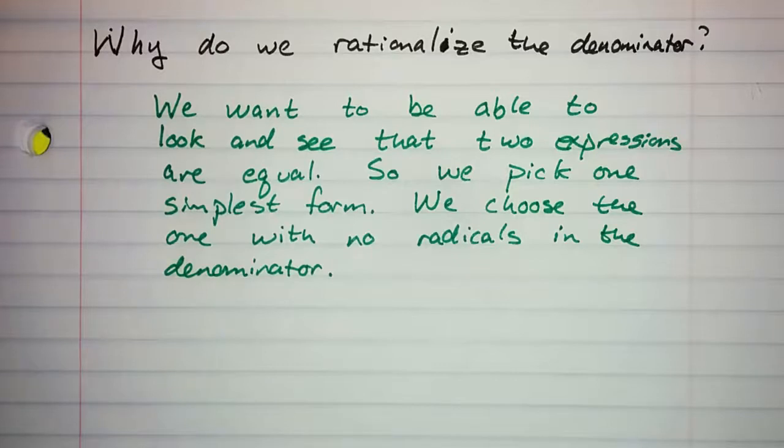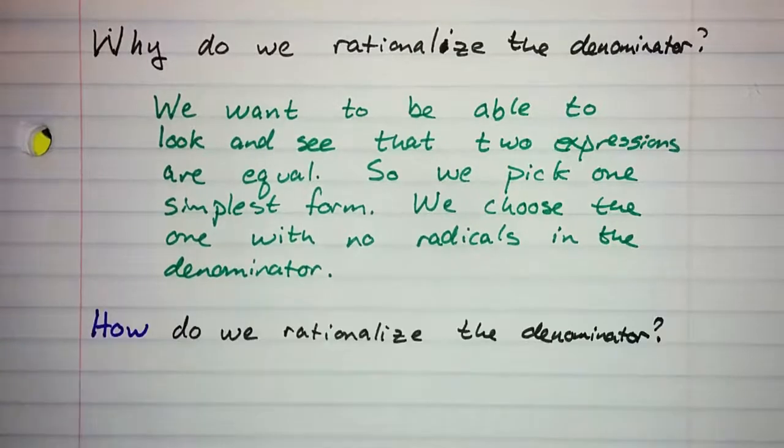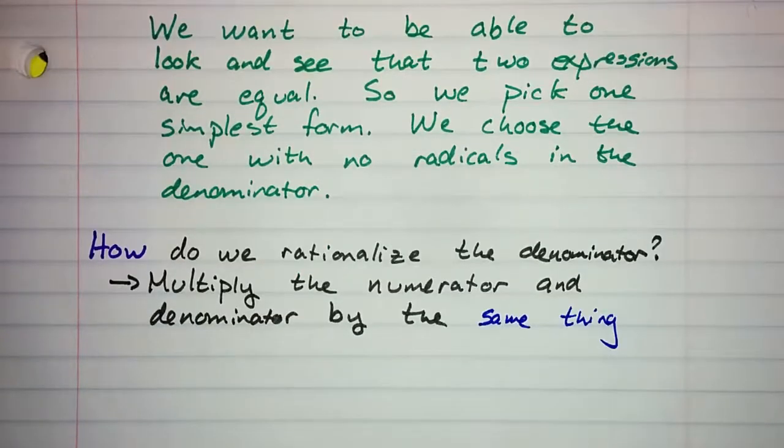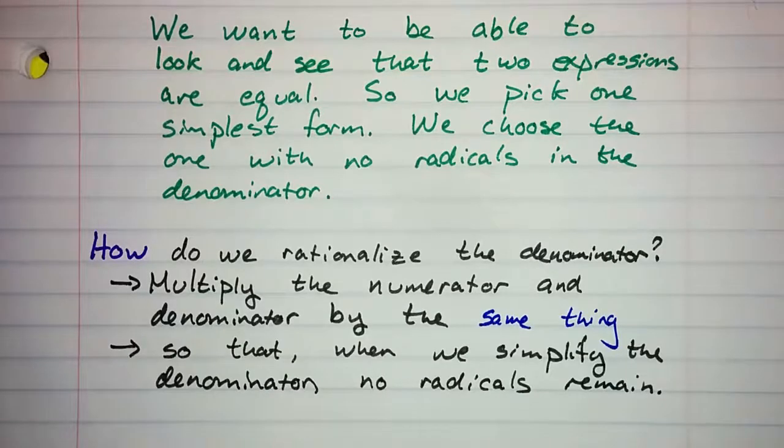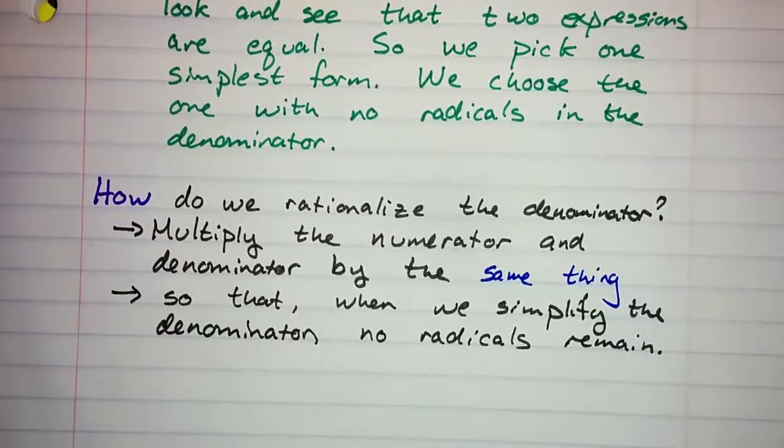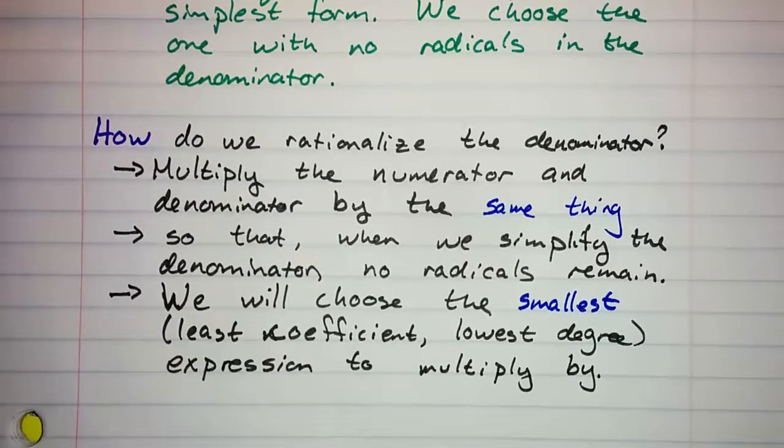Now that we've answered what and why, let's answer the question you've been waiting for. How do we rationalize the denominator? Well, in order to rationalize the denominator, we will multiply the numerator and denominator by the same thing, and we will choose that thing so that when we simplify the denominator, no radicals remain. And because we don't like to introduce a bunch of extra stuff, we will always choose the smallest expression to multiply by. What do I mean by smallest? The one where the coefficient is the smallest number and the variable expressions have the lowest degree.